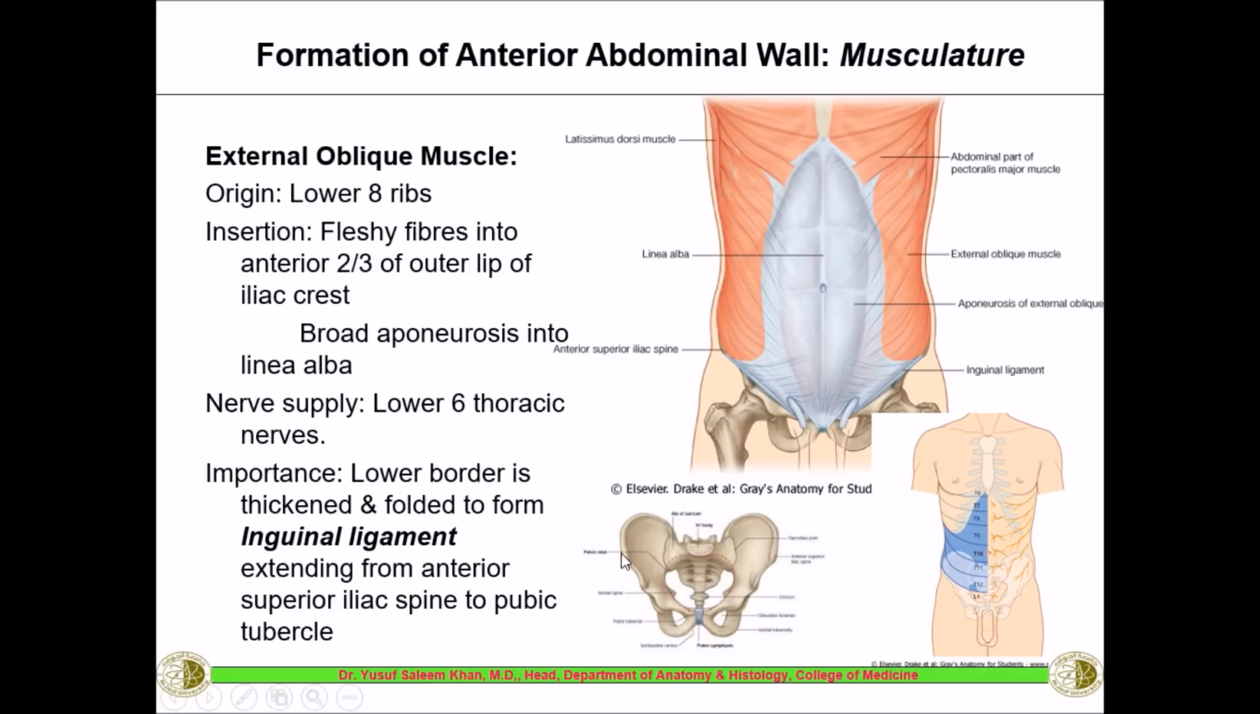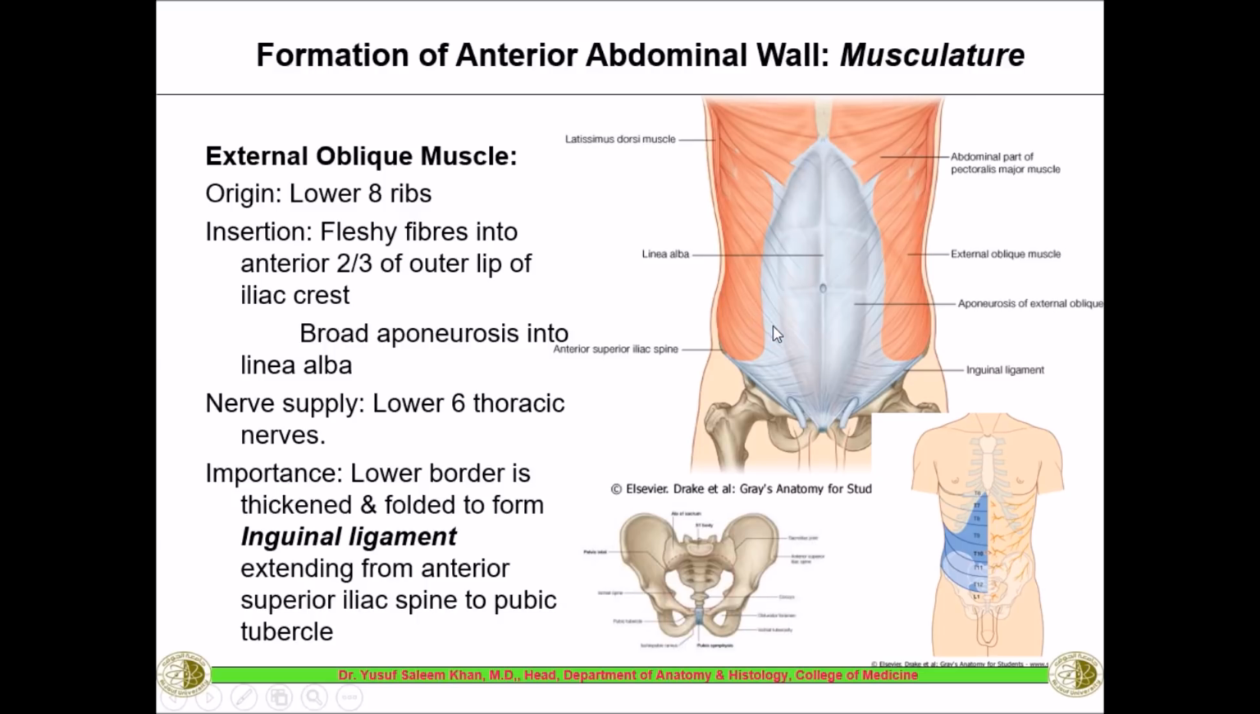So anterior two-thirds of the iliac crest on the outer lip, on the outer lip of the iliac crest, anterior two-thirds. Okay, so that is the insertion of this muscle. Apart from that, if you can see here, this muscle is changing its color. This is to indicate that it becomes aponeurotic.